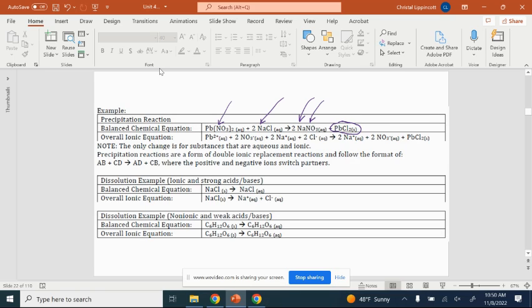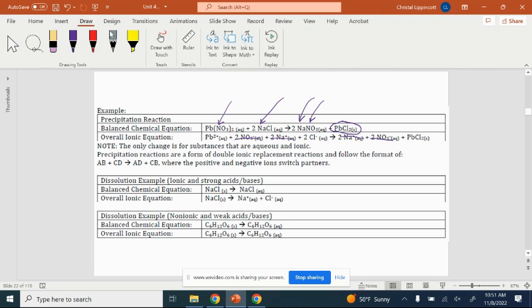Okay. So if we were to rewrite this as just the net ionic equation, this is the overall ionic. If we wanted to write this as the net ionic, we would get rid of the things that are the same on both sides. So this is the same, and this is the same as this stuff. So what remains becomes your net ionic equation. So this guy plus this guy yields this. That's your net ionic equation then.